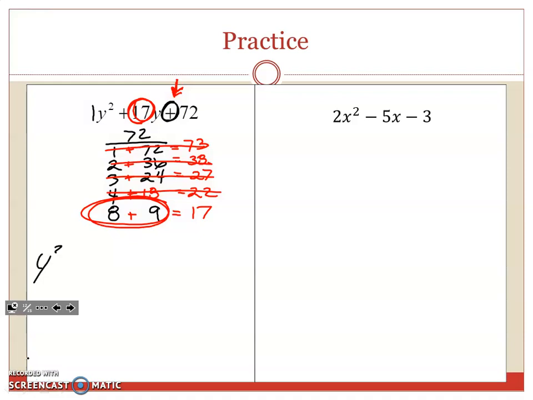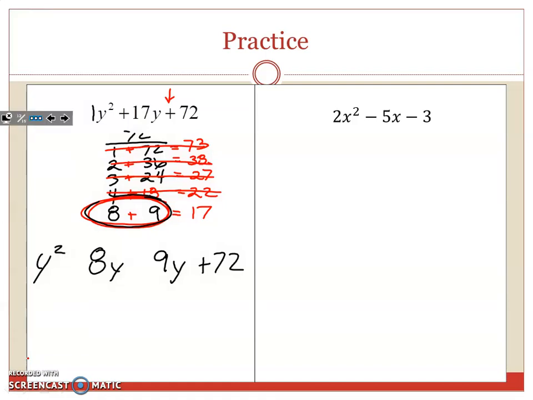Okay? So I've got y squared, I've got plus 72, and then I need an 8y and a 9y. I'm going to split it up using these two factor terms here. Now, remember, the minus sign told me that I needed different signs. Well, the plus sign tells me that I need the same sign. So I've got a y squared, 8y, 9y. That sign's positive, so that means that I need to have a plus 8y and a plus 9y there.